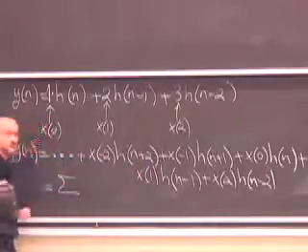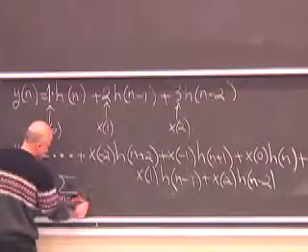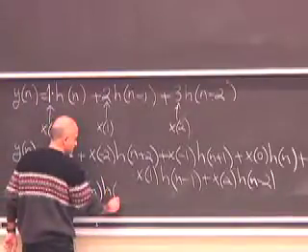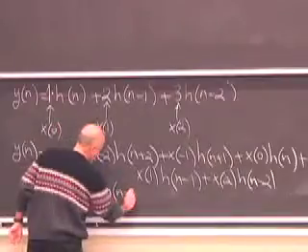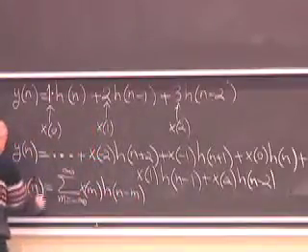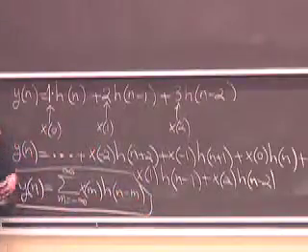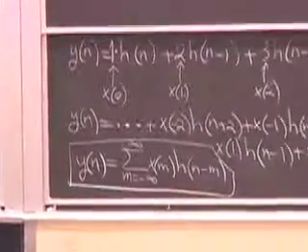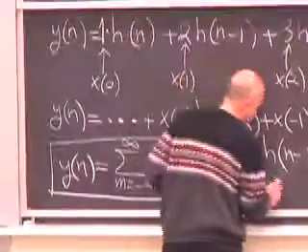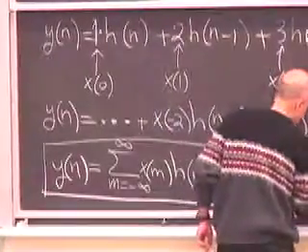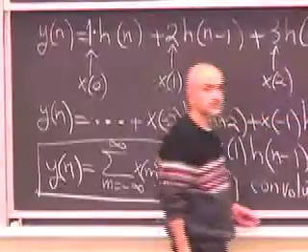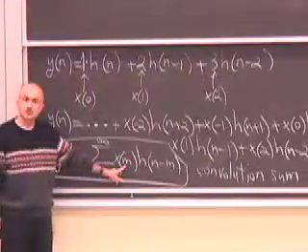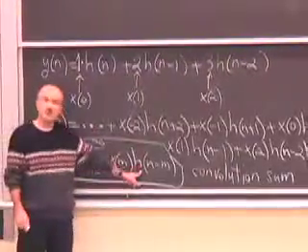I can write this in a closed form. It would be the sum for m equals minus infinity to infinity of the value x of m times h of what? All together, n minus m. Congratulations. This, as you've probably seen in this week's problem set by now, is called the convolution sum. It tells you the relationship between any arbitrary input and the output of an LTI system.